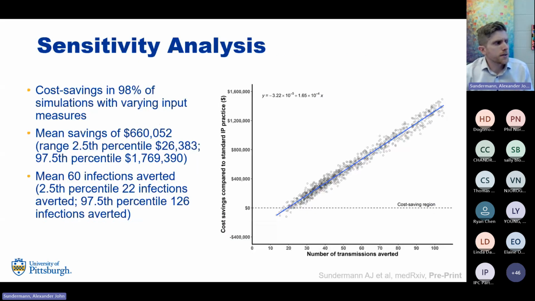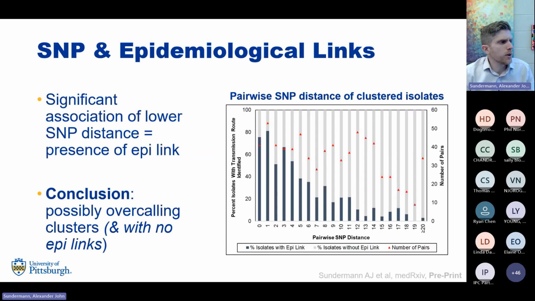We did some sensitivity analysis to ask, what if our outbreaks were smaller or bigger? Running some simulations of, maybe our interventions weren't as good. We still saw 98% of the 1,000 simulations that we ran would still have net cost savings. And we might have had more net cost savings as well, upwards of 1.7 million US dollars in the same time frame too. So I had mentioned briefly the clusters with no epidemiological links.